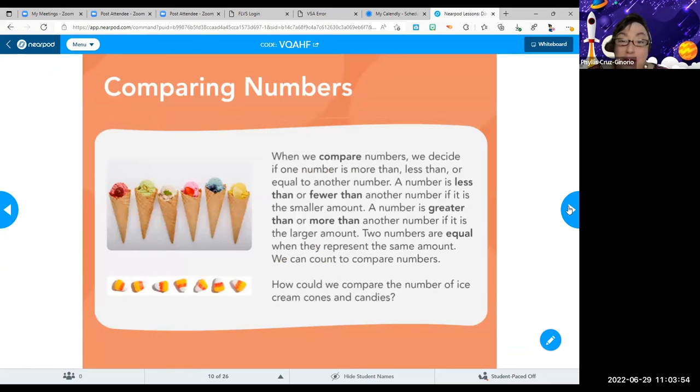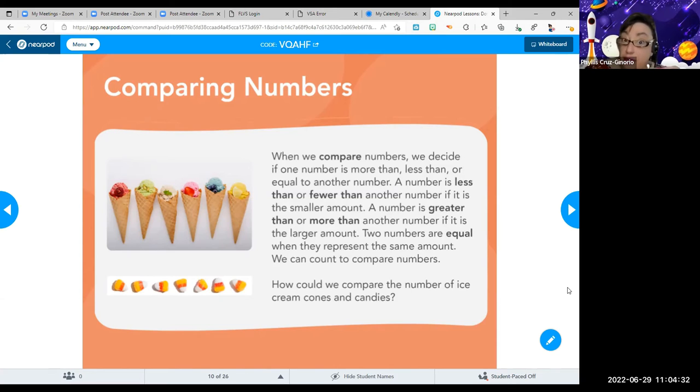And oh, I like this one too. Let me just read through this so you know what it says. It says, when we compare numbers, we decide if one number is more than or less than or even equal. So we have three choices. It can be more or greater. It can be less, fewer, or it can be the same, equal, like 5 is equal to 5. They're totally the same.